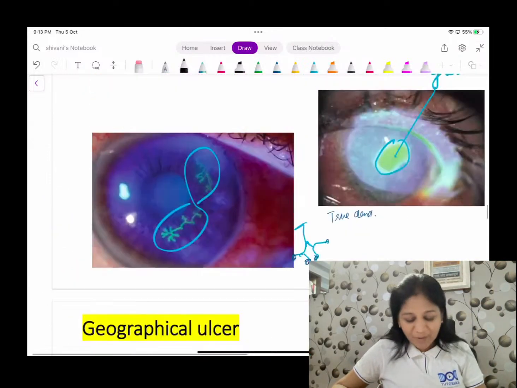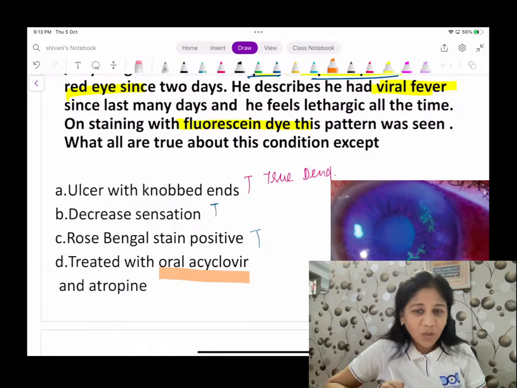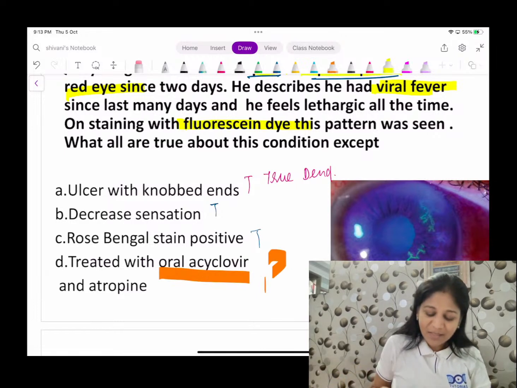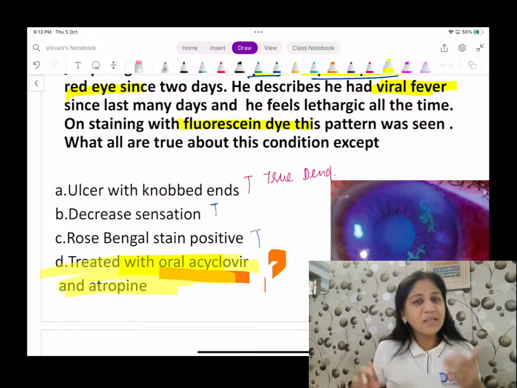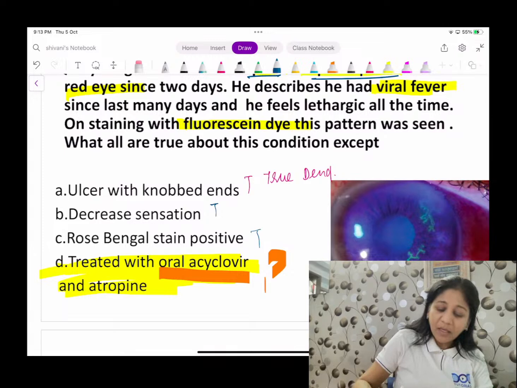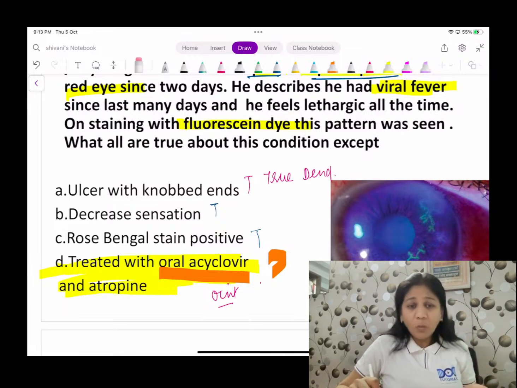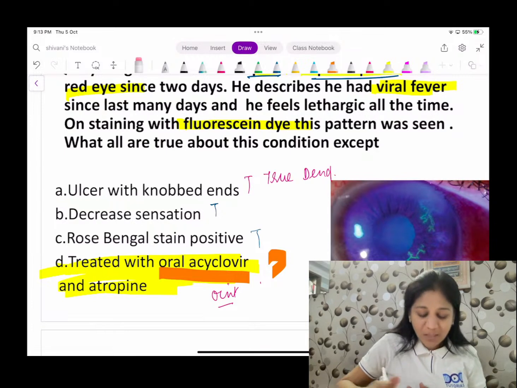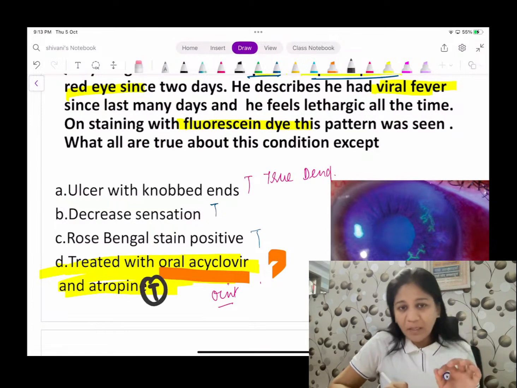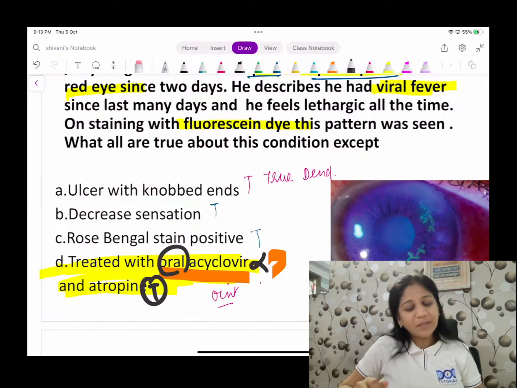Alright, now let's come back to the question. Are you going to treat this ulcer with oral acyclovir? Not at all. So can I say this is the correct answer? No, because it is an incorrect statement. What is the treatment of dendritic ulcer? We treat it with ointment acyclovir. There is a role of ointment only, not oral. We don't require oral acyclovir. What about atropine? Yes, definitely atropine will be given, but not the oral acyclovir. We will give ointment acyclovir. That is the treatment of choice. So guys, this is the correct answer.